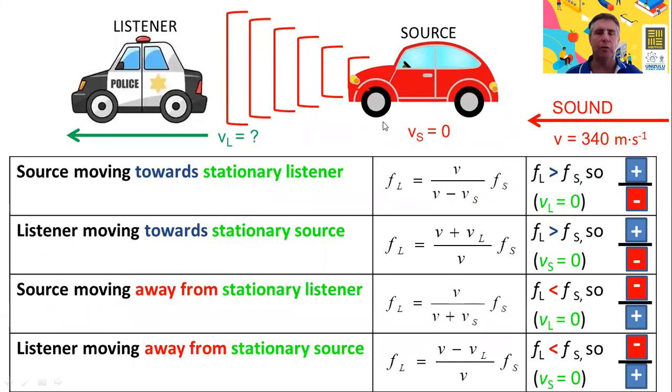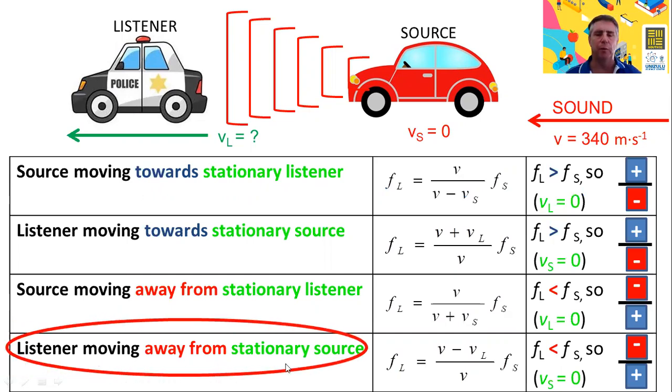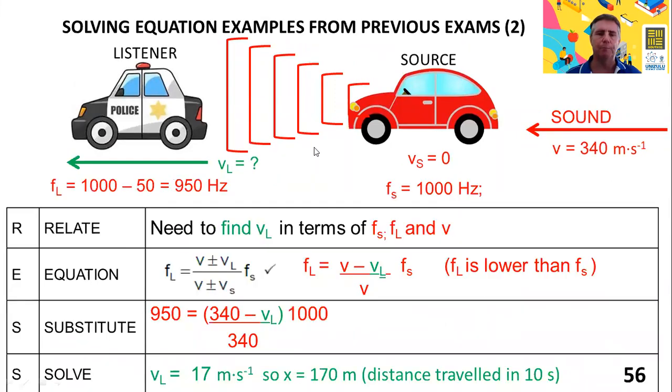Now, you've got a stationary source, you've got a moving listener. So the source is stationary, so it must be the second or fourth row. The listener is moving away from, so in fact, it's the fourth row, and we're going to use this form of the Doppler equation. There's no need to learn all of these. Just remember, because the frequency of the listener is going to be less, you have the minus over plus form of that equation. So let's complete the progress method.